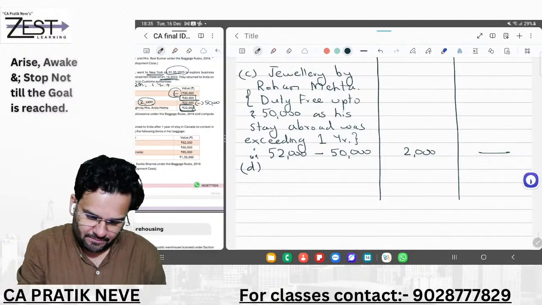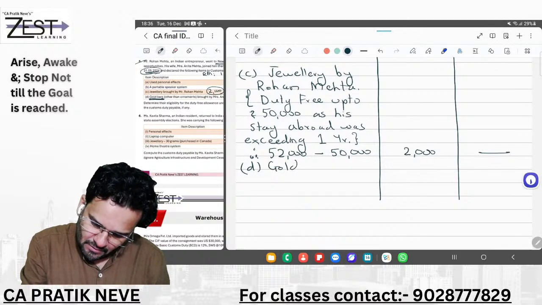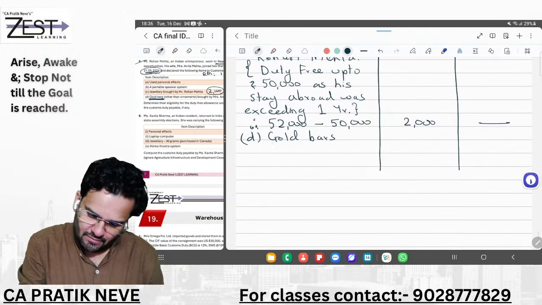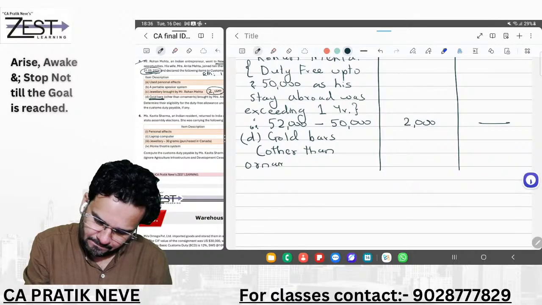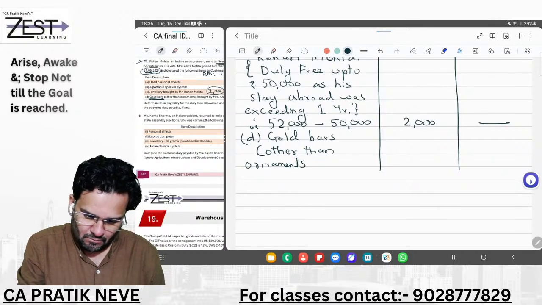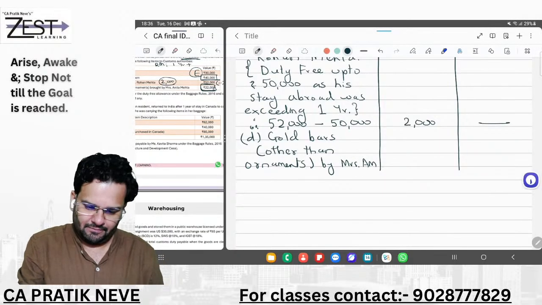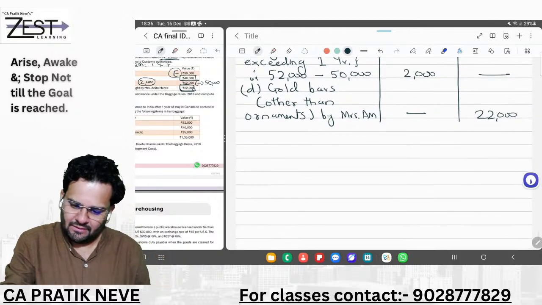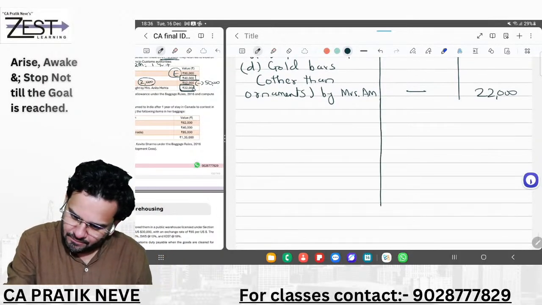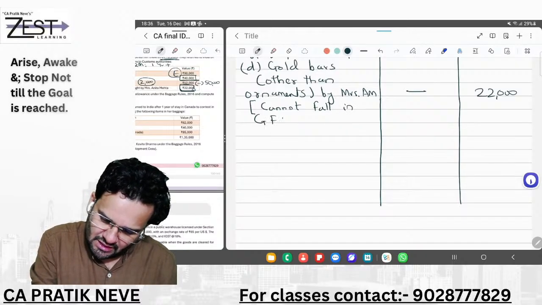D point is gold bars, which is other than ornaments. Other than ornaments. Bought by Mrs. Anita Mehta. 22,000. By the way, they cannot fall in general free allowance.